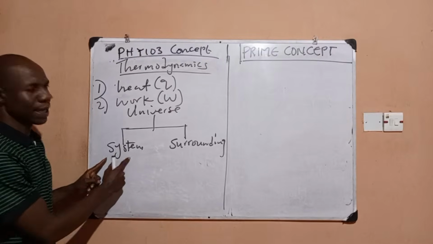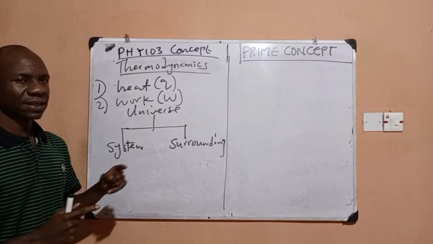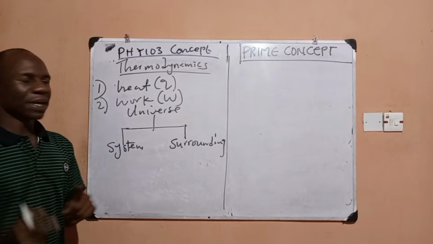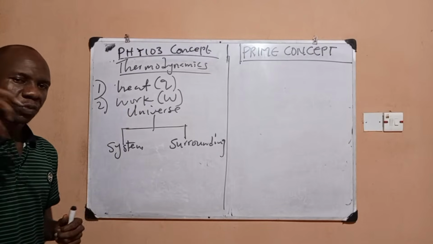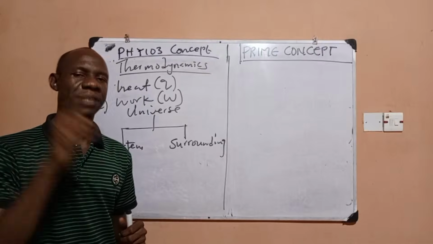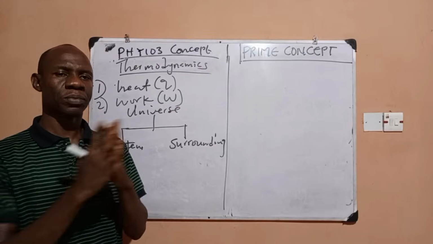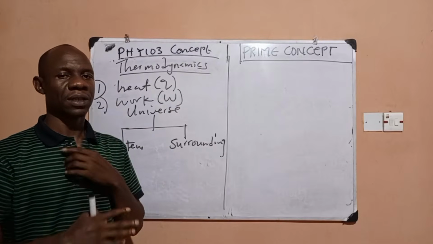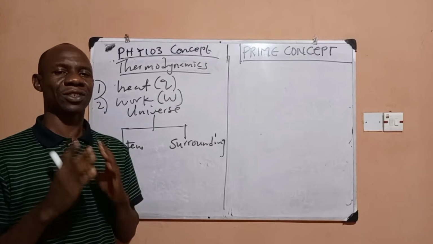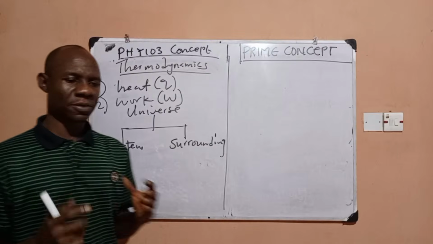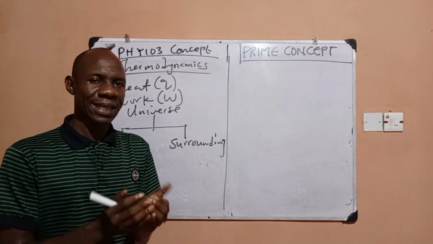So what is a system in thermodynamics? A system is a part of the universe whose properties are under investigation. A system is a part of the universe whose properties are under what? Investigation or under study. So you're trying to study, for example, you have water in a calorimeter.